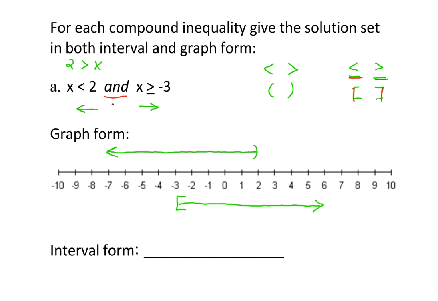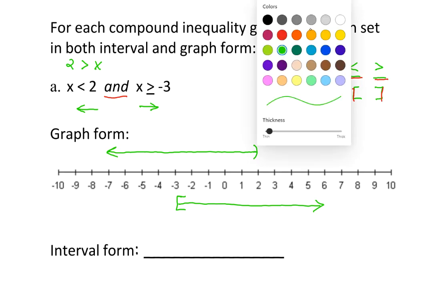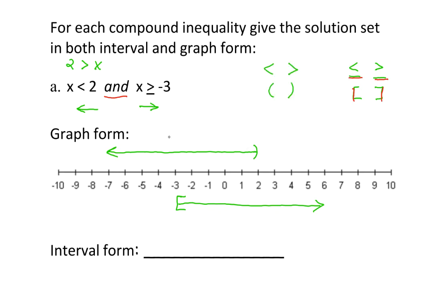This says and, so it's only going to be the parts of the graph that overlap. So if I look at what's overlapping, it starts overlapping here at -3, and it stops overlapping here at 2. So the only thing that's going to be on my graph of the combination of these two inequalities is the part from -3 to 2.